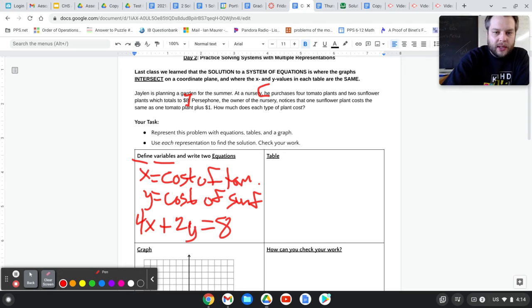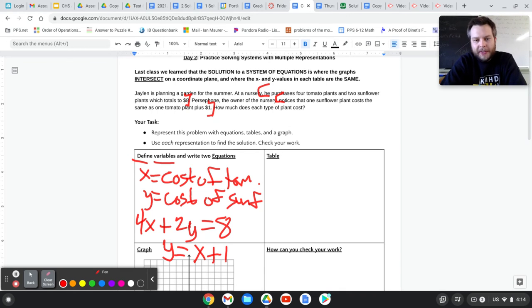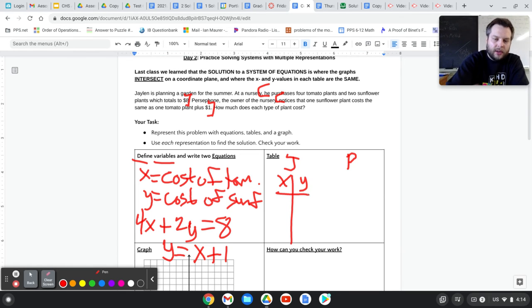The other sentence: Persephone notices that one sunflower plant costs the same as one tomato plant plus 1. Y is sunflower, x is tomato plus 1. I'm going to take each of those and create a table for them. We have one table about what Jalen noticed, and we have a different table about what Persephone noticed. For Jalen, all we know is that they must equal $8.